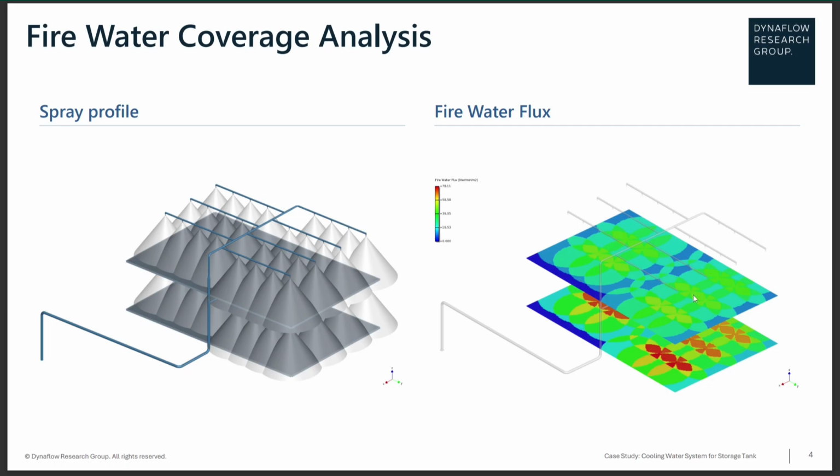So based on the pressure that we specified in our supply node, the software will calculate the flow rate at each sprinkler, and with that it will check the flux at a given surface that we specify. In this case we have two rectangles representing a floor.